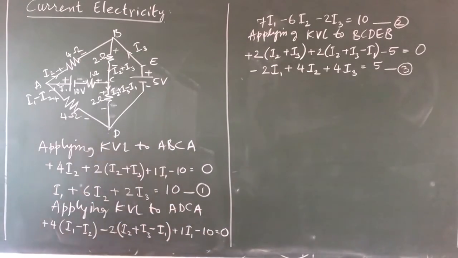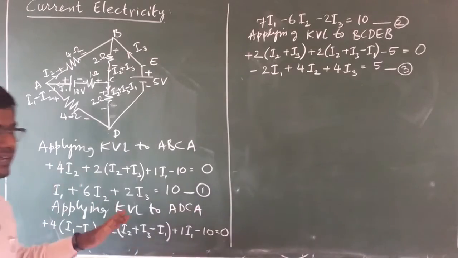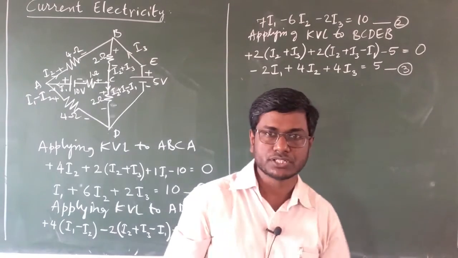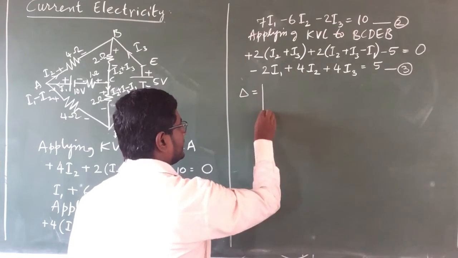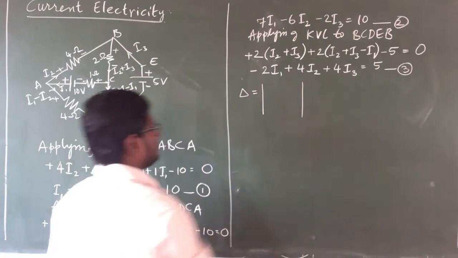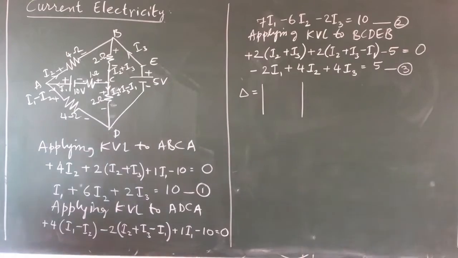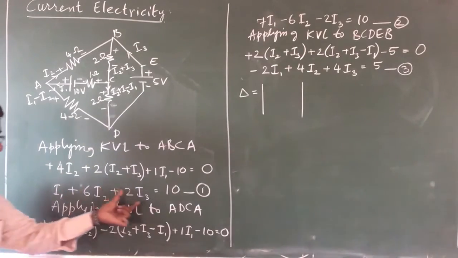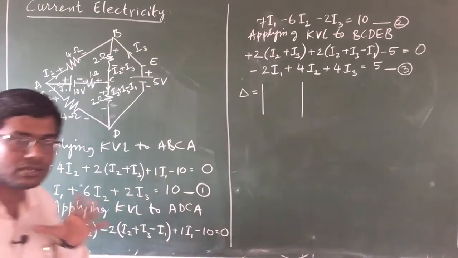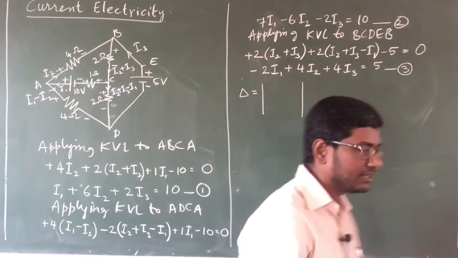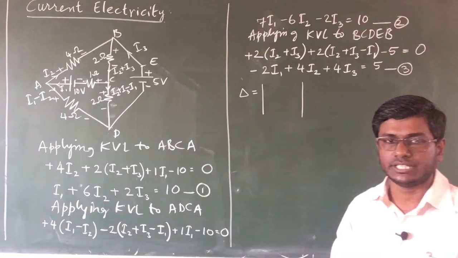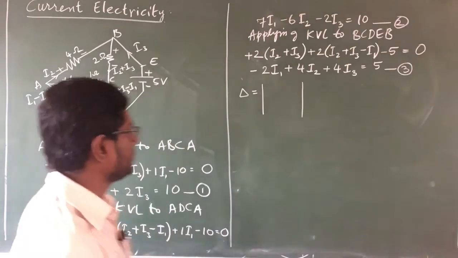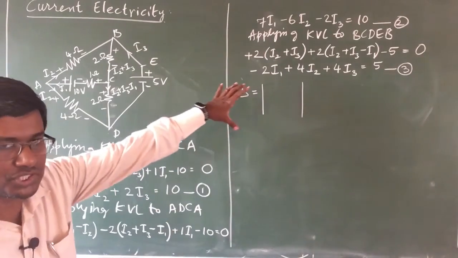Now next thing is creating the matrix of these 3 equations. So first I am going to create the matrix or the determinant delta. Look for the coefficients in each of the equations. If you cannot understand the equations directly, write the equations again before creating this determinant. Before writing the determinant, write all the 3 equations together.